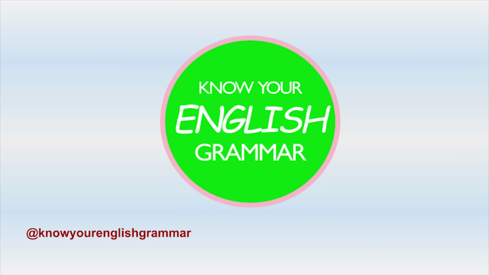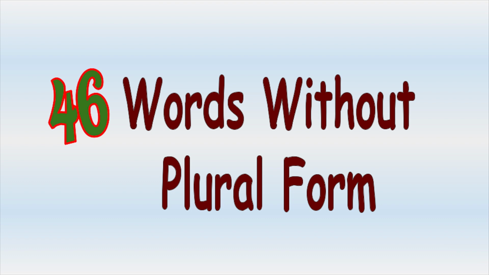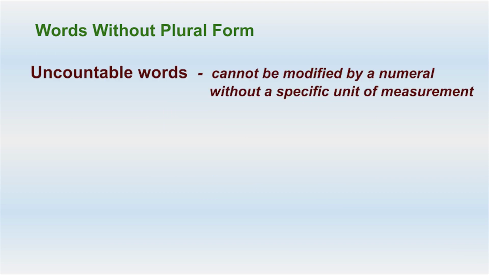In today's lesson, I will give you 46 words that do not have a plural form. That means these words have the same form whether they are used to give a singular meaning or a plural meaning. These words are called uncountable words. They cannot be modified by a numeral without a specific unit of measurement.